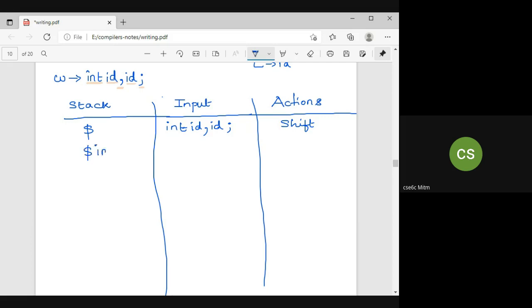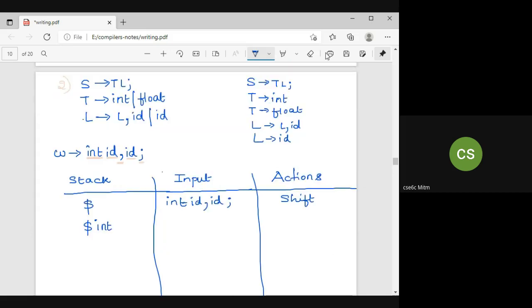So int has to come here. Then we are going to check if int is a part of any of the body. Yes, we have T goes to int, isn't it? So what remains here after shifting? id. I'll write it below that. What remains? id remains, comma id, then semicolon, this is what is going to remain.